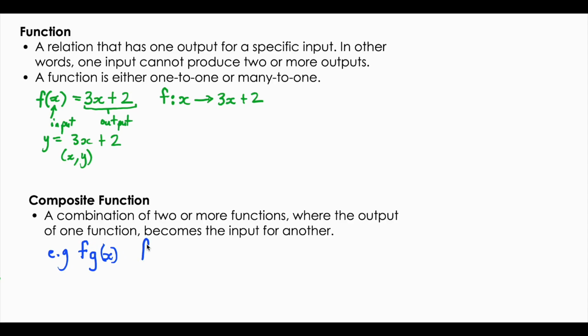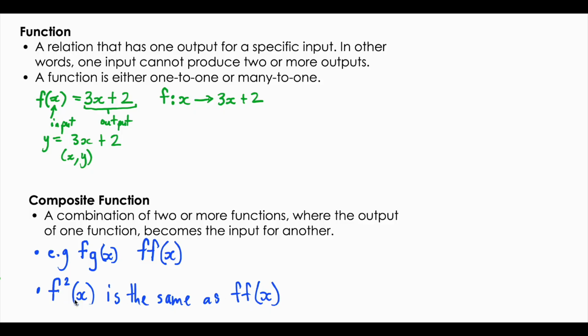It can also be written like this as well. One thing I want you to take note of is that when we have anything written like f to the power of 2x, this does not mean square the function. It is the same as having it like this. So this is another way of writing this. Likewise, g squared x is the same as g of g x. We'll explain what this means in a bit, but we'll start with the basic function aspect of things.